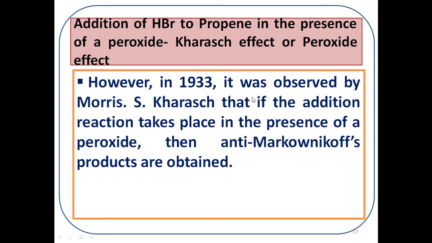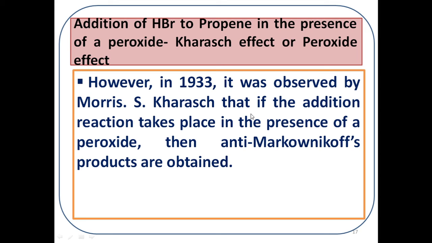Next, we will see the addition of hydrogen bromide to propene in the presence of a peroxide. And this is known as the peroxide effect or Kharasch effect. This observation was made by a scientist, Morris S. Kharasch, in 1933.